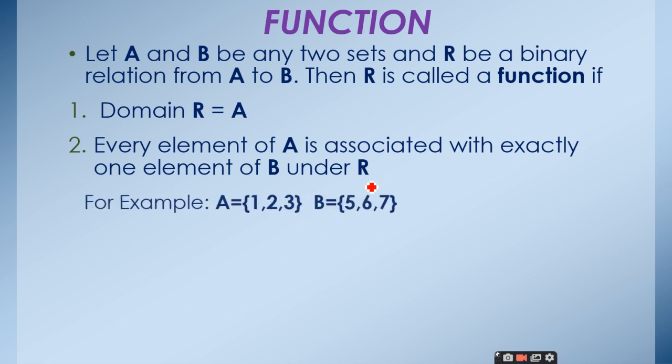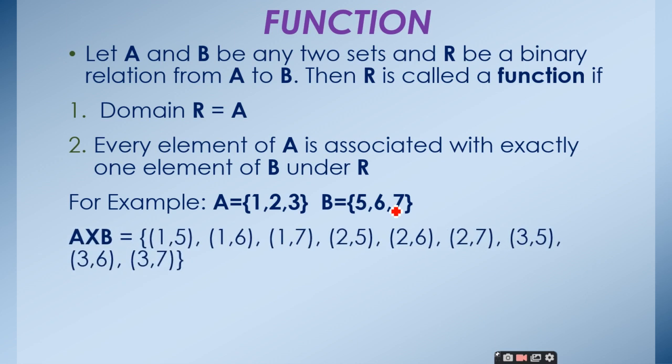For example, set A is a set of numbers 1, 2, 3 and set B is a set of numbers 5, 6, 7. To find the function, first we have to find the Cartesian product, then we will find the relation from the Cartesian product, and then we will see whether the relation is a function or not. So first I have found the Cartesian product of set A to B, as you can see. Then the relation: I have written the elements (1, 5), (2, 6) and (3, 7) in the relation. Let's see if the relation is a function or not.